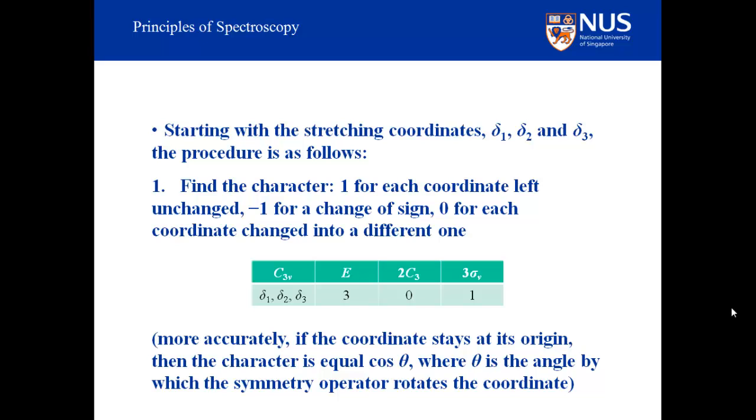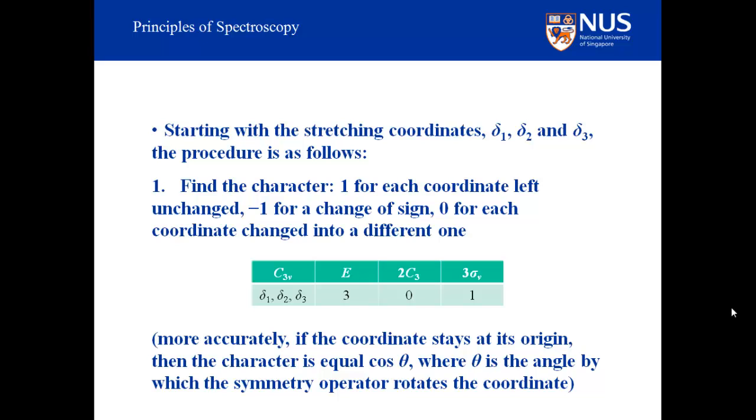Under the C3 rotational axes, each coordinate is changed into a different coordinate. For instance, for the anticlockwise C3 axis, delta 1 is transformed into delta 3, and delta 2 is transformed into delta 1, and delta 3 is transformed into delta 2, assuming that the displacements are labelled clockwise. And so the contribution from each is 0, and so the overall character under C3 is 0.